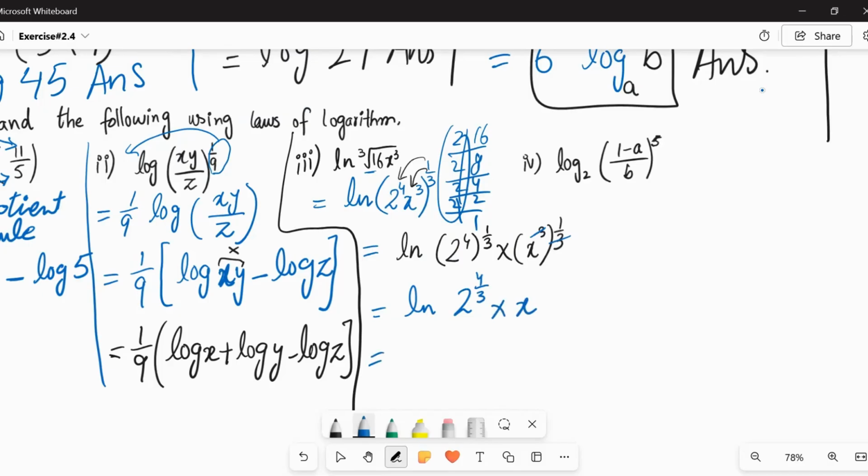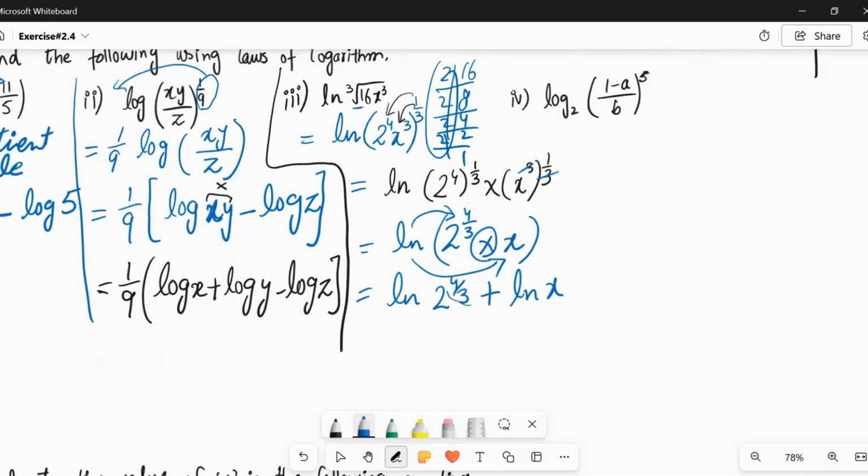Now apply the product rule, in which you write the natural log individually with each term, and then the multiply sign will convert into a positive one. That's it, this is your answer. And further you can solve it. Here there is a power also, so you can apply a power rule also. The power will shift before log, so you'll write it like this: 4/3 natural log 2 plus natural log x. That's it, this is your final answer.